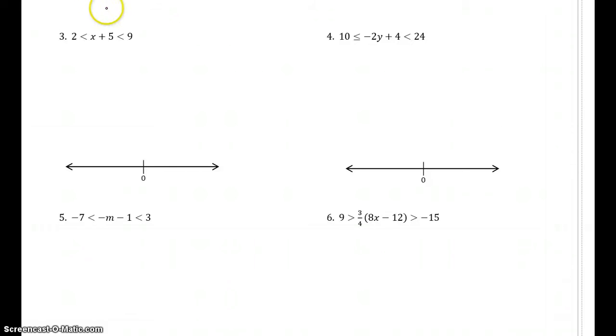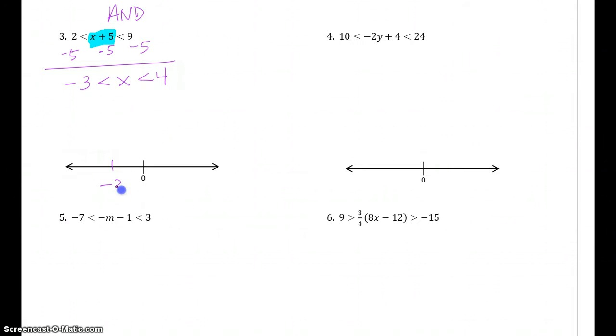This is written together. This means that this is an and statement, so they will overlap when we solve. We want to get this x by itself, so we're going to have to solve this and get rid of that 5. So we're going to subtract 5 to get x by itself, which means we have to subtract 5 here and here. So there's 3 pieces to this problem: the left, the middle, and the right. So we get -3 less than x less than 4. So if we put -3 and we put 4, we want x is less than 4, but we want x is greater than -3, and they overlap in the middle.